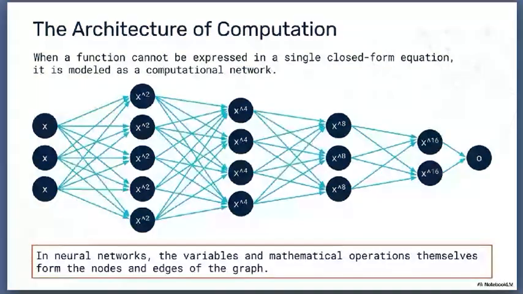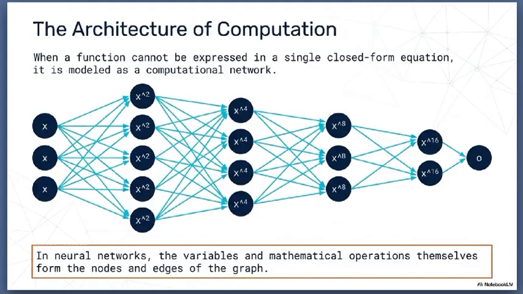Often, a function is so impossibly complex, like recognizing a human face in a blurry photo, that it simply cannot be expressed in a single closed-form equation. You cannot just write y equals mx plus b for a human face. Definitely not. When a function is that complex, it must be modeled as a computational network, specifically a directed acyclic graph, or a DAG. Let's define DAG for a second. Directed means the data flows in one specific direction, and acyclic means there are no loops. Like you can't send data backward to a previous step in the middle of the process.